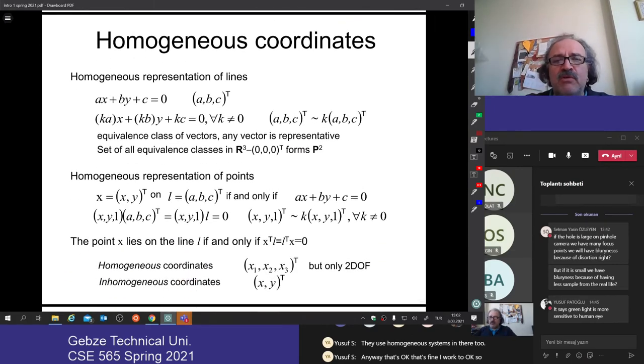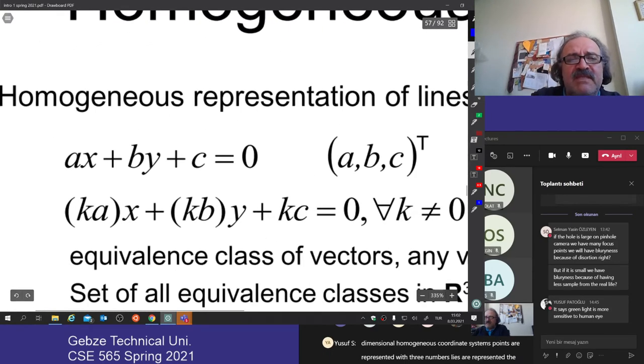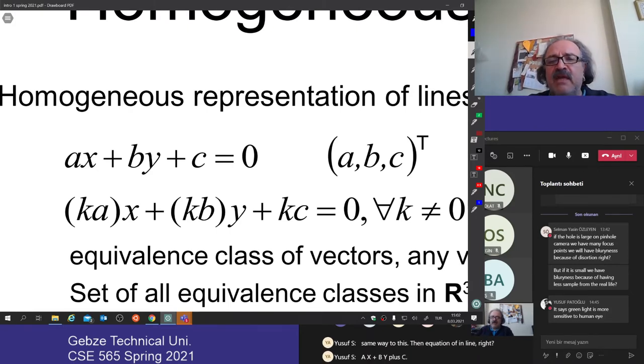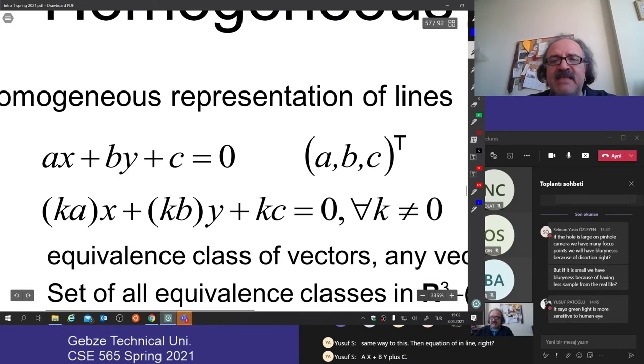In two-dimensional homogeneous coordinate systems, points are represented with three numbers. Lines are represented the same way too. This is an equation of a line, right? ax + by + c. So (a, b, c) represents a line.